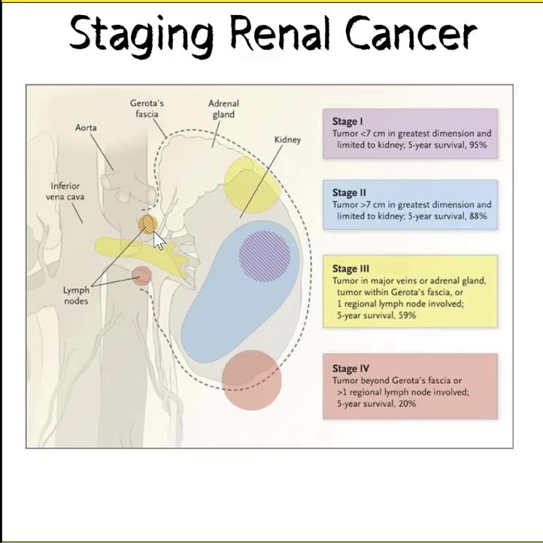Stage 4 then is when we start to see the tumor extend beyond Gerota's fascia. We definitely have it in lymph nodes, and it's more likely to metastasize at this point as well. Much harder to remove all the items that are affected by the renal cancer at that point.